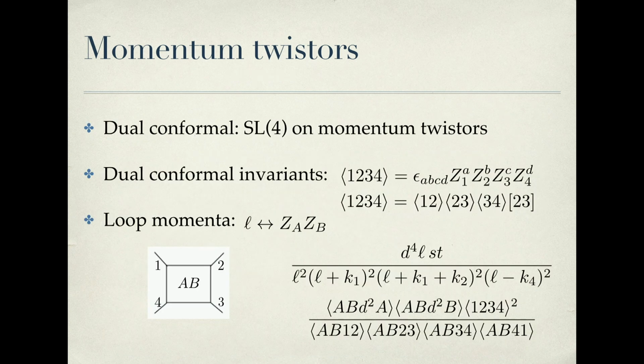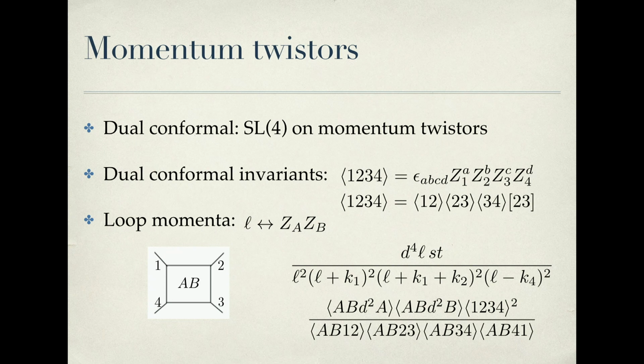Okay, so then using these new variables, I can change the variables, but the point of introducing them is that this hidden symmetry of planar N=4 super Yang-Mills acts trivially on these twistors, just as SL4. They transform as vectors in this symmetry.